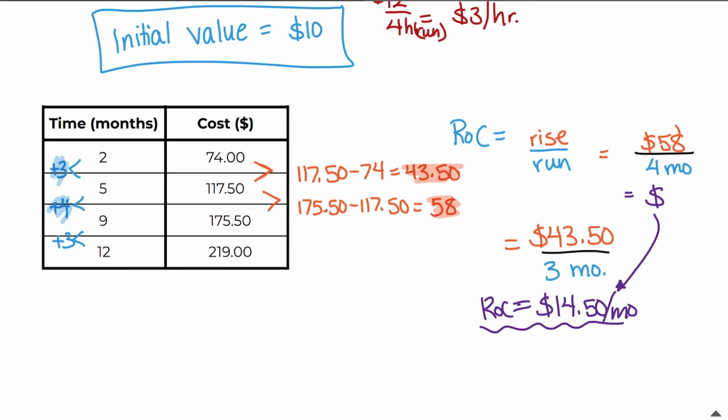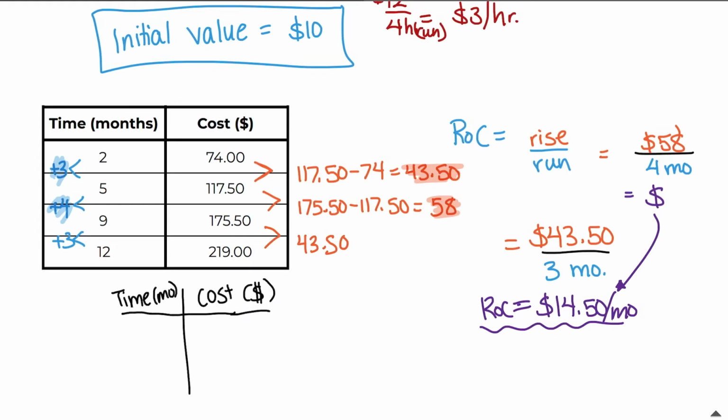And same thing here, when we do this rise right here, we'll see that we'll get $43.50 over 3. So it turns into this type of problem here. So we know for sure that our rate of change is $14.50. So now what I'm going to do is recreate my table right here. And I know that for 2 months, I'm going to pay $74. But since this is going up right here by $14.50 per month, I can work backwards.